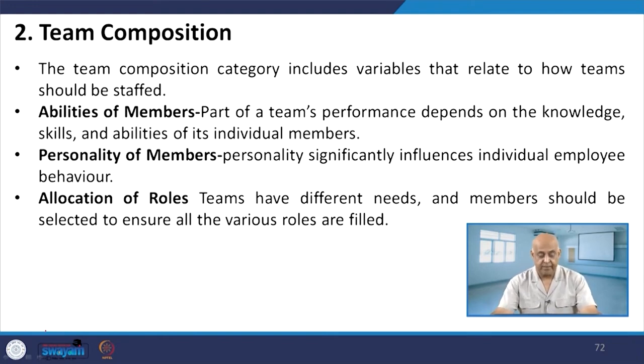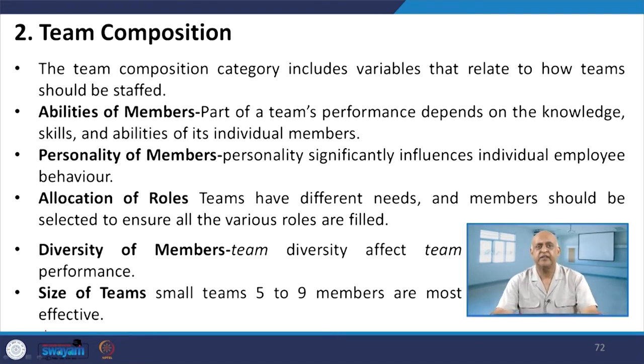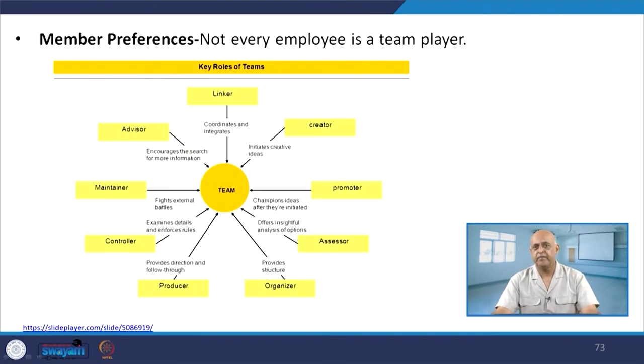The personality of members. Personality significantly influences individual employee behavior. For example, some members are highly enthusiastic, some members are moderate, right? So what type of decisions will be taken by the team, hopefully that will be moderate to high. Allocation of roles: different needs, and members should be selected to ensure all the various roles are filled. Diversity of members: team diversity affects team performance, and it depends on the cohesiveness level between the team members. Normally it has been seen that when the team is diversified, the overall performance will be better. But how the relationship between the team members will be is decided by the team to team only.